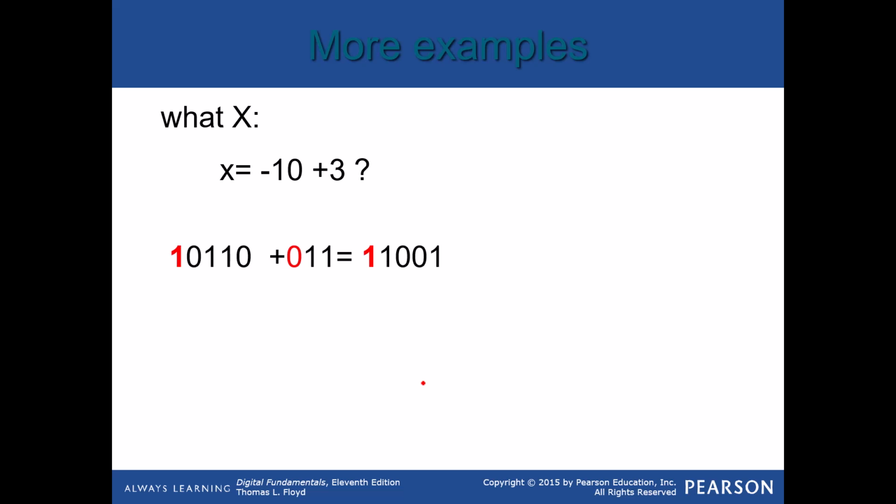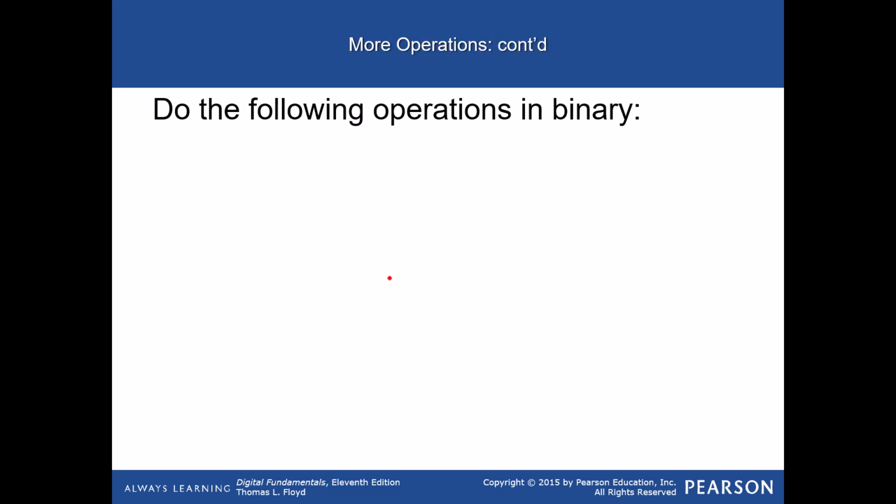Another example. In this case, this is 10, this is negative 10. I add them up and I get, as we expect here, this value.